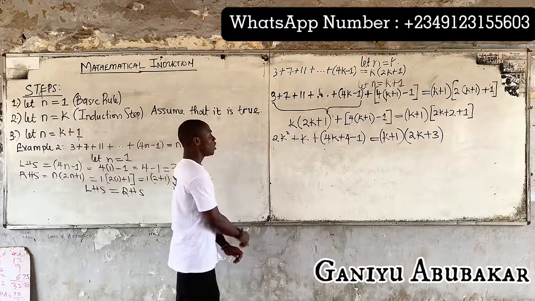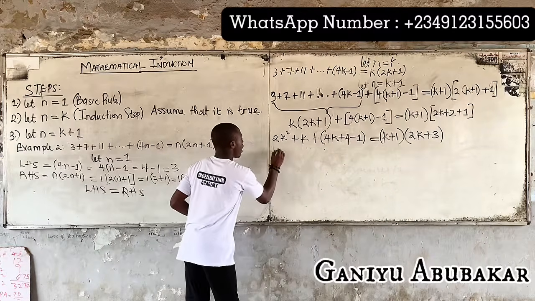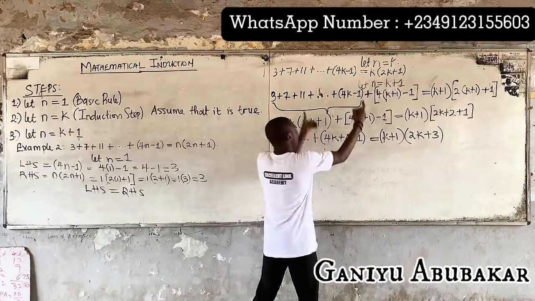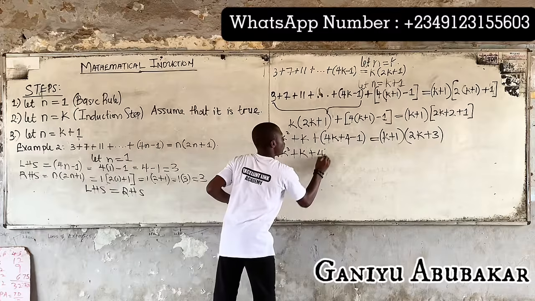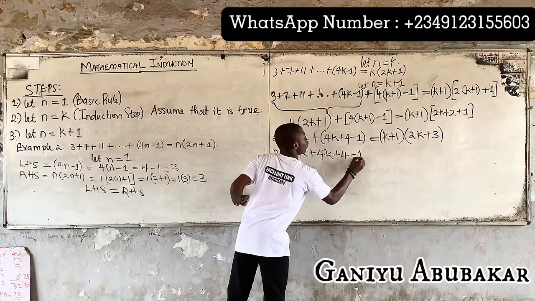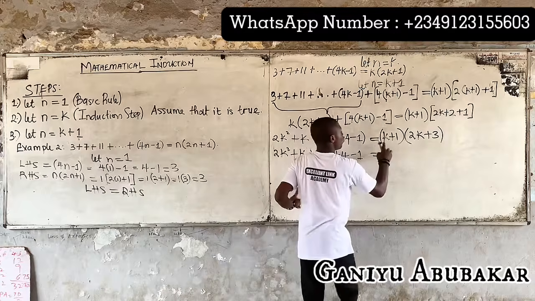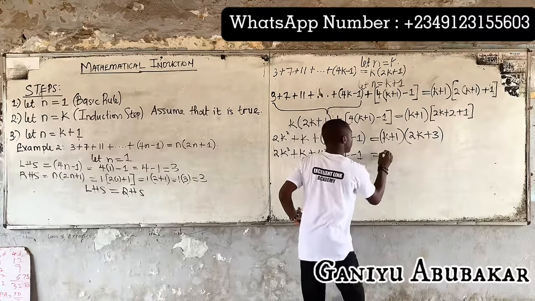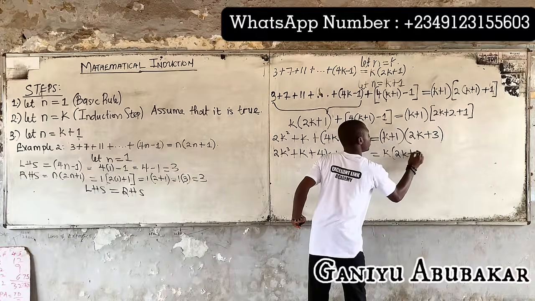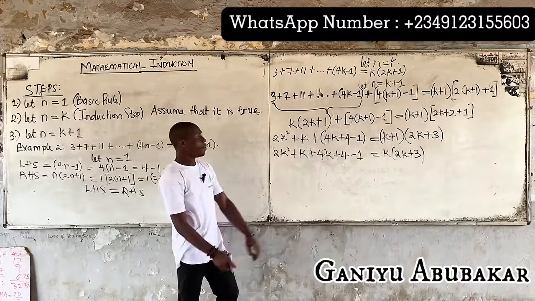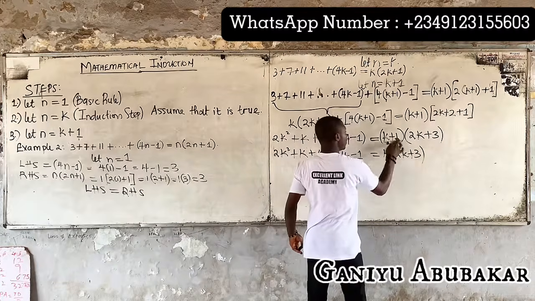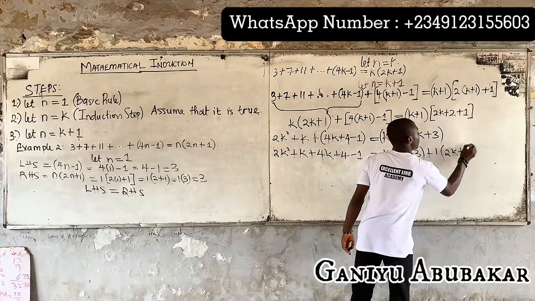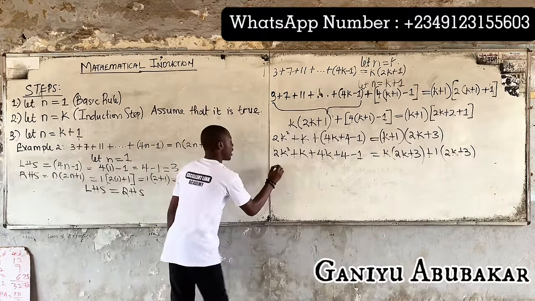Yes, true. Let's simplify. I'll have 2k squared plus, remove the bracket, plus k plus 4k plus 4 minus 1. Is now equal to, we said expand this. So I have k into 2k plus 3. Pick out the first term into everything here, plus 1 into 2k plus 3. What do I get here?